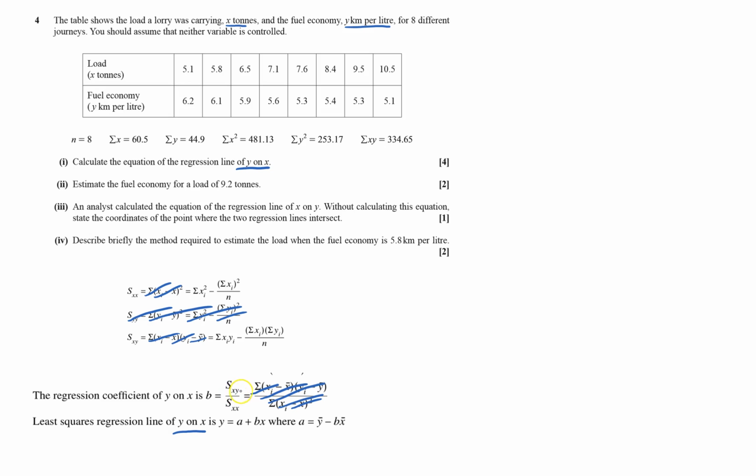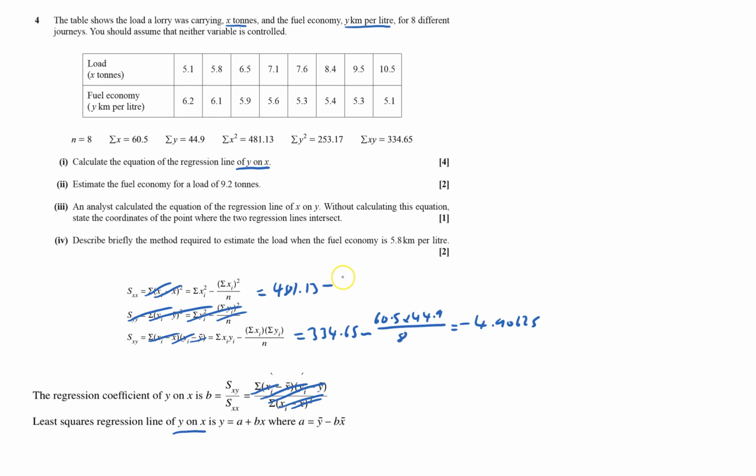I need to work out B first, so I need to work out SXY, and that equals the sum of XY, which is 334.65, minus 60.5 times 44.9, that's the sum of Y, divided by, it tells me how many there are, there's 8, and that equals negative 4.90625.